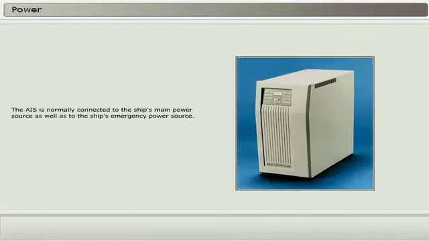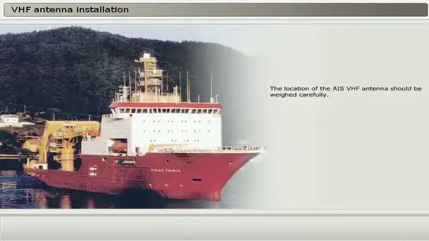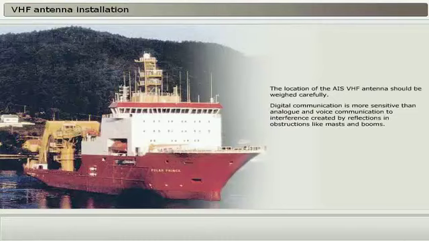The AIS is normally connected to the ship's main power source, as well as to the ship's emergency power source. If connected to the emergency power supply, a new calculation of consumption has to be made. The location of the AIS VHF antenna should be weighed carefully. Digital communication is more sensitive than analog and voice communication to interference created by reflections in obstructions, like masts and booms.